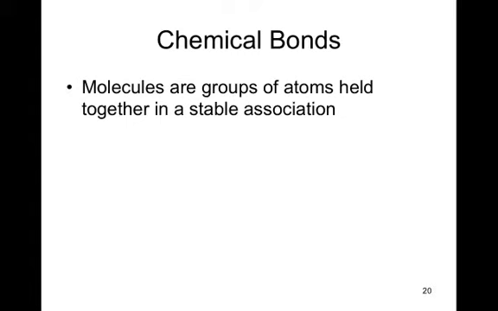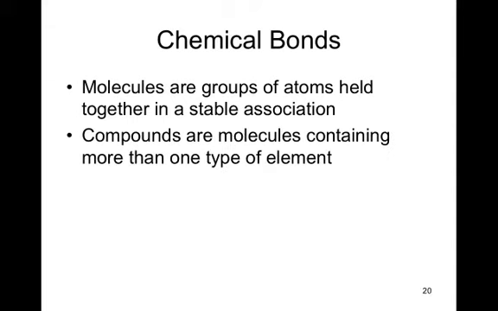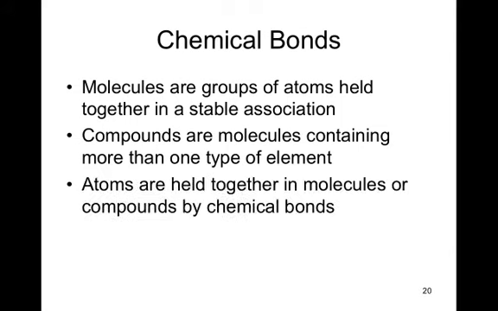Now let's delve into chemical bonding. A group of atoms that are held together by energy in a stable association is called a molecule. When the molecule contains atoms of more than one element, it's called a compound. Atoms are held together in molecular compounds by chemical bonds.